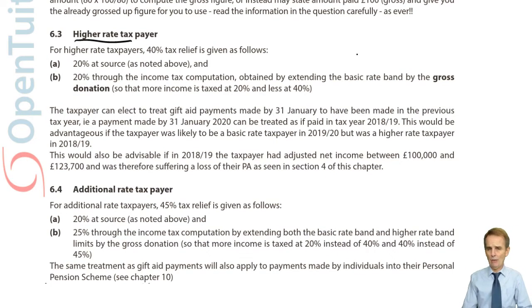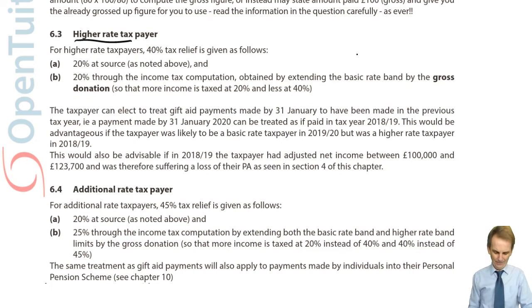You've had your basic rate relief at source, as the saying goes. There's nothing else to do. But if, as is more likely in many exam questions, you are at least a higher rate, if not an additional rate taxpayer, then you are able to gain your higher rate tax relief and, if necessary, your additional rate tax relief through the income tax computation.